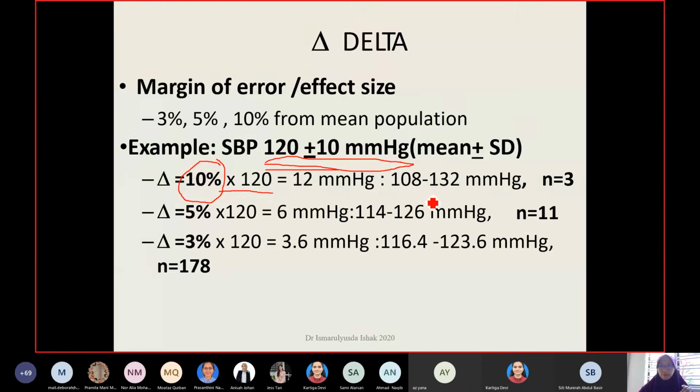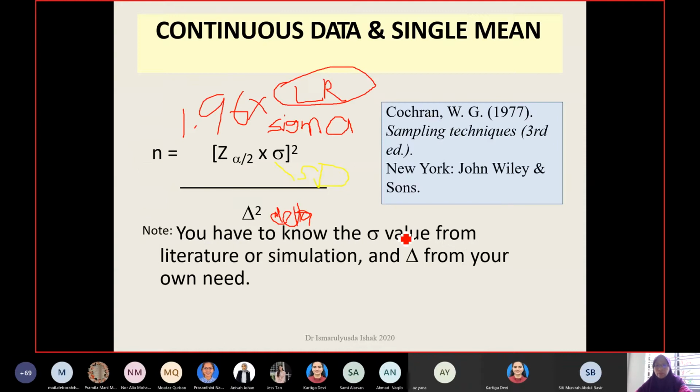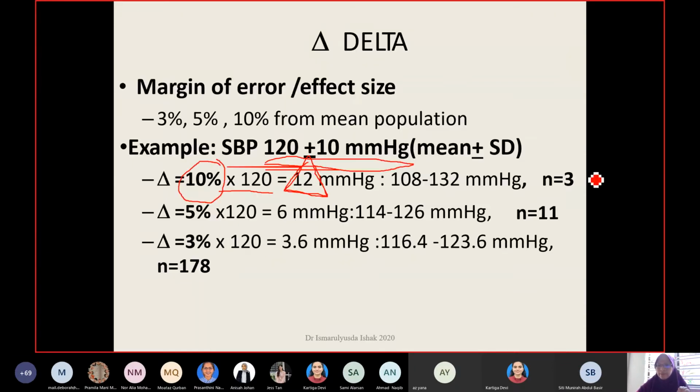120 minus 12, you get 108. Okay, so I use this delta, under the triangle. I'm using my effect size of 10%. My delta is 12. So I use this delta and this sigma 10 inside this formula, and I will get the value of n equal to 3.